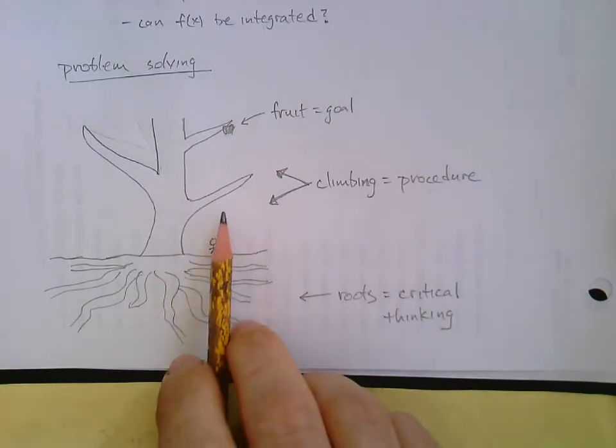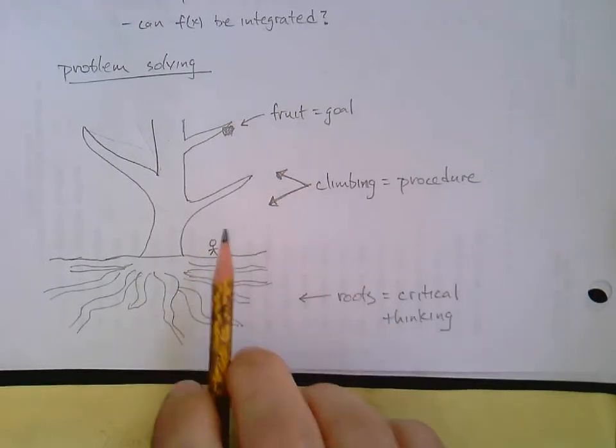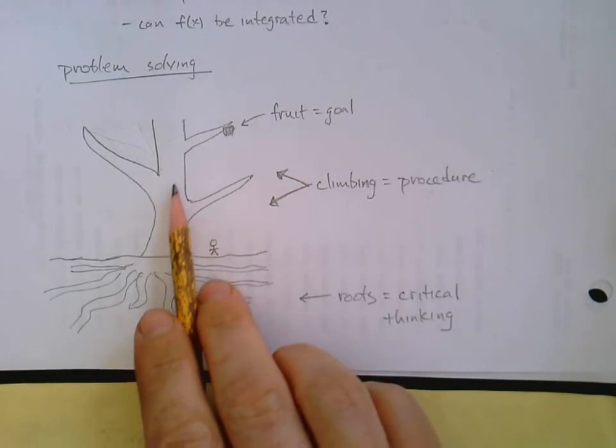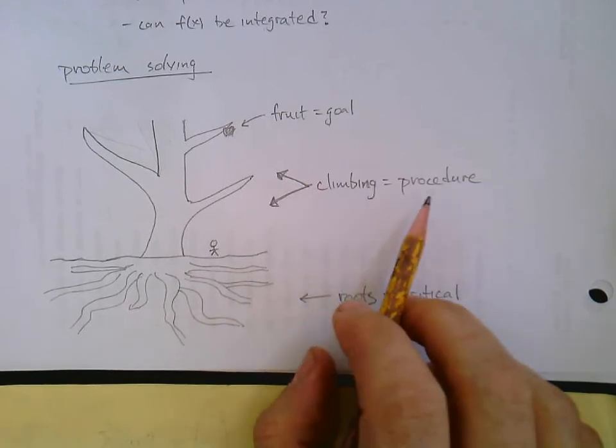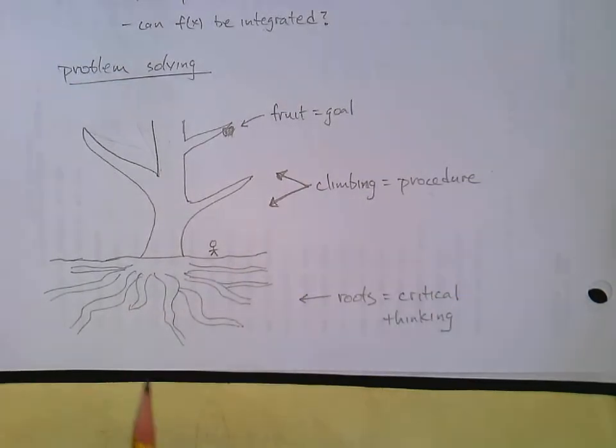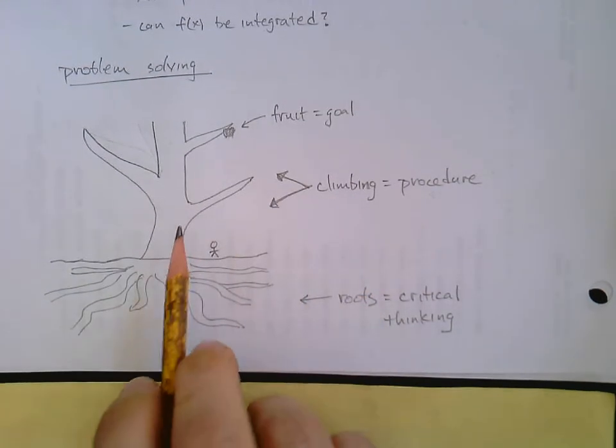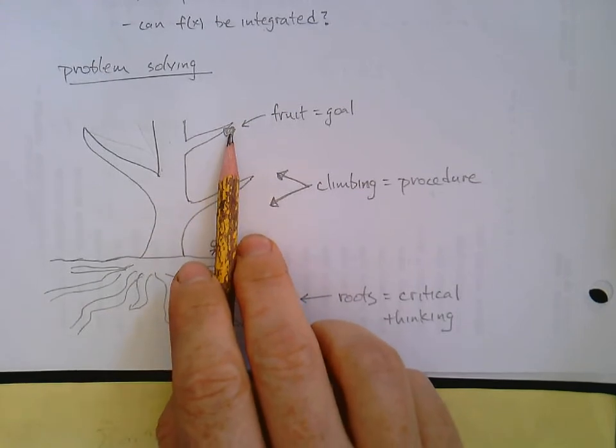So we focus a lot on procedure. How do I go from the ground up this tree to get to that fruit? Think of the climbing as the procedures, right? So we do all these examples of each of these tests and what they look like, and how we simplify them, or how we express them on the page. All of the steps involved in each of these tests. But here's the thing. Climbing is essential, but it's not all there is to getting to that goal.